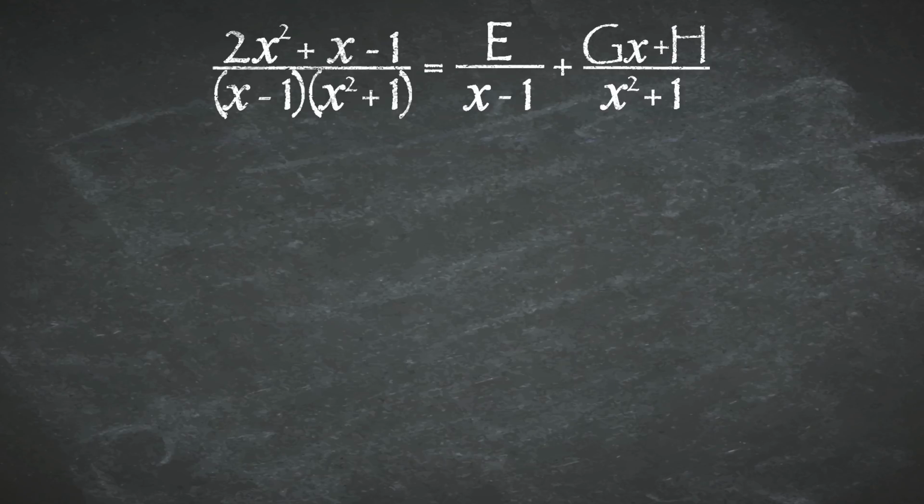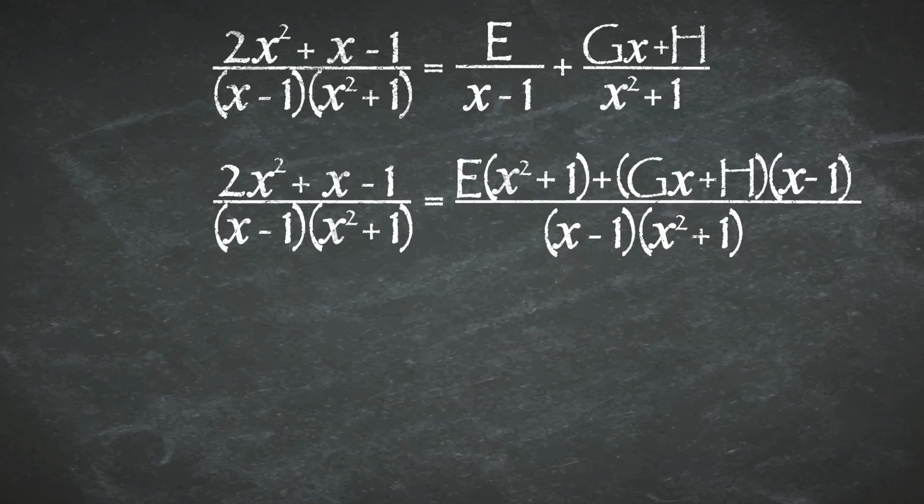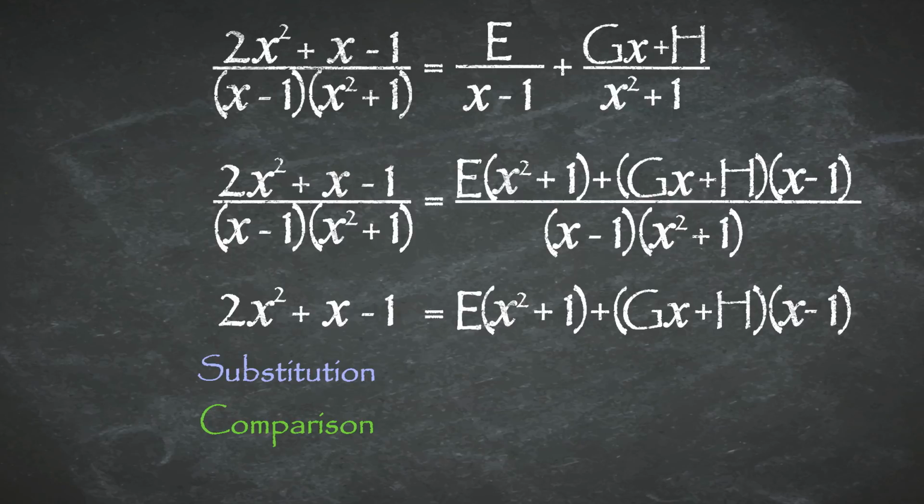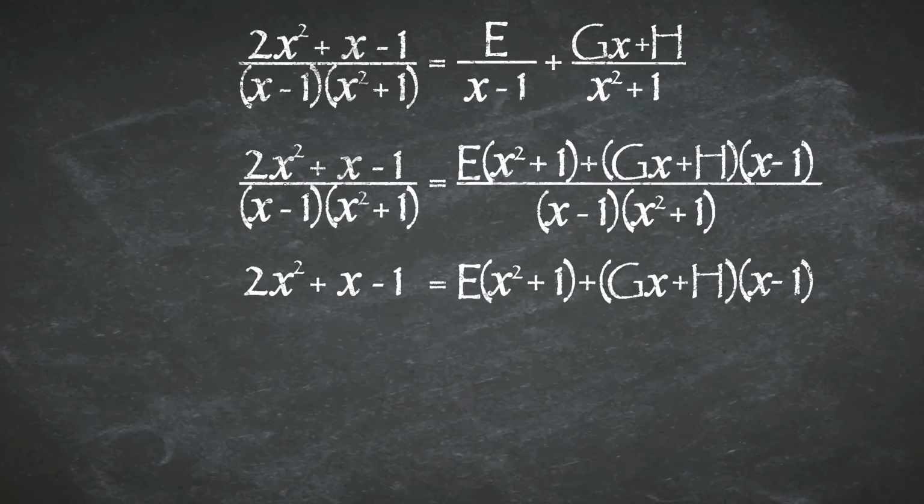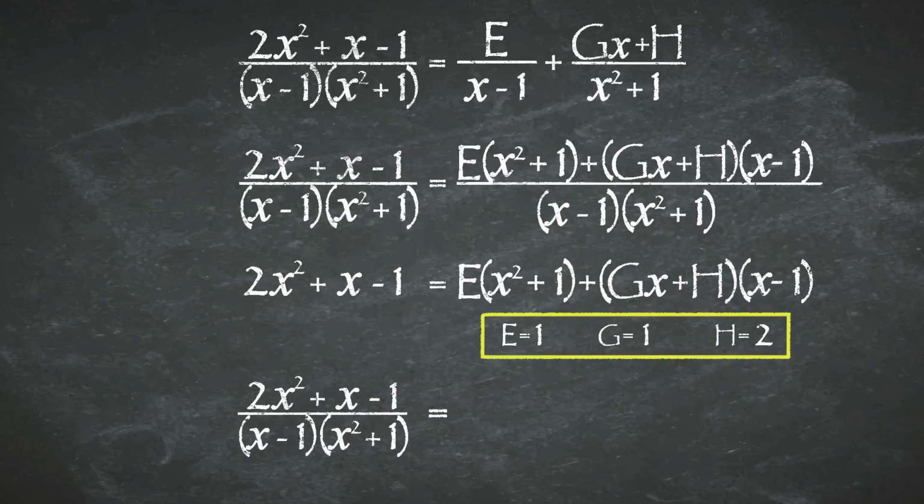Now let's find the values of e, g, and h. As usual, we combine the two partial fractions together. Recall that these two fractions are equal, so we can equate the numerators. Then, we can use either substitution or comparison or both. Eventually, we will find that e equals 1, g equals 1, and h equals 2. So this single fraction can be expressed as partial fractions like this.